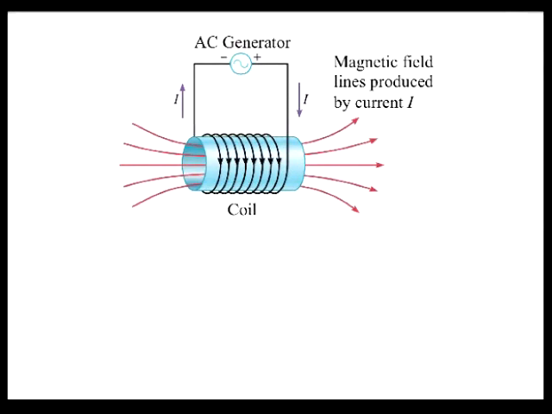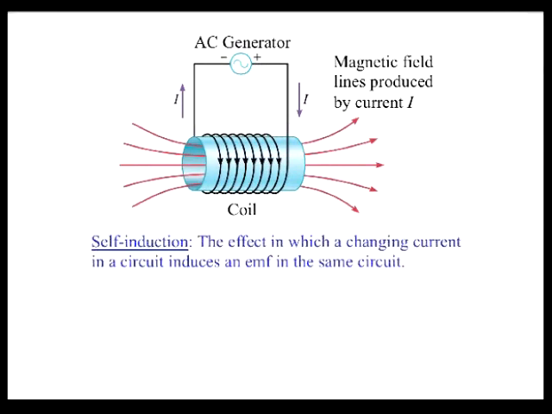The alternating current creates an alternating magnetic field that, in turn, creates a changing flux through the coil. The change in flux induces an EMF in the coil in accord with Faraday's law. Self-induction is the effect in which a changing current in a circuit induces an EMF in the same circuit. When dealing with self-induction, as with mutual induction, it is customary to recast Faraday's law into a form in which the induced EMF is proportional to the change in current in the coil rather than to the change in flux.